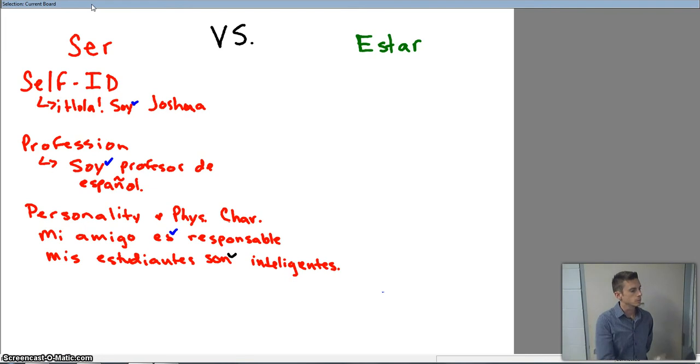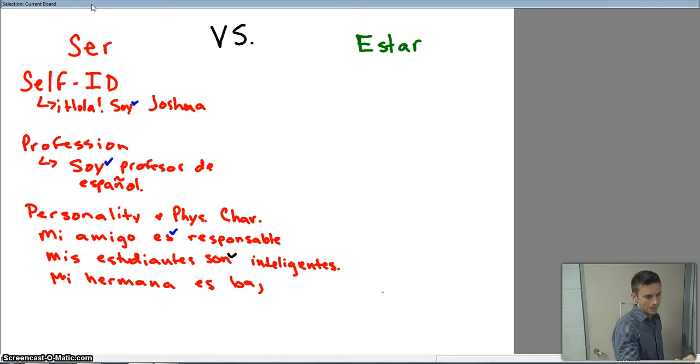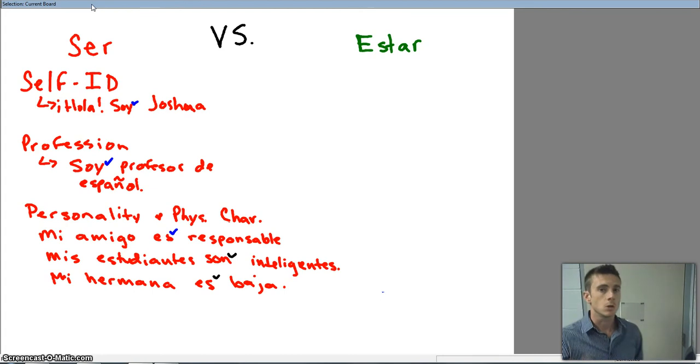So there's a personality. Let's do this one with physical characteristic. Mi hermana es baja. Mi hermana es baja. My sister is short. That is a physical characteristic of that person. Someone who is short is not going to wake up tomorrow and just be tall. Okay? Someone that is short, it's a descriptive, it's a condition, it's defining of their life. It is defining of their being. Someone that is tall, someone that is short, they have very, very different capabilities. So it's defining of them.